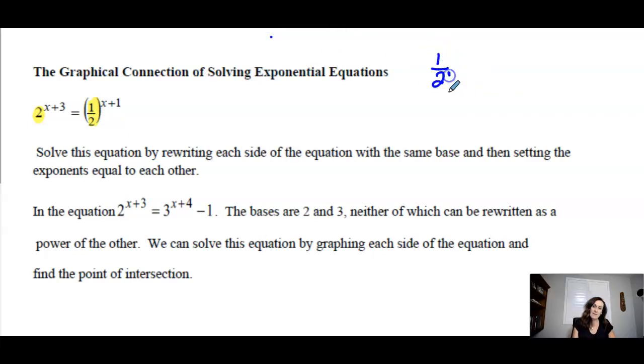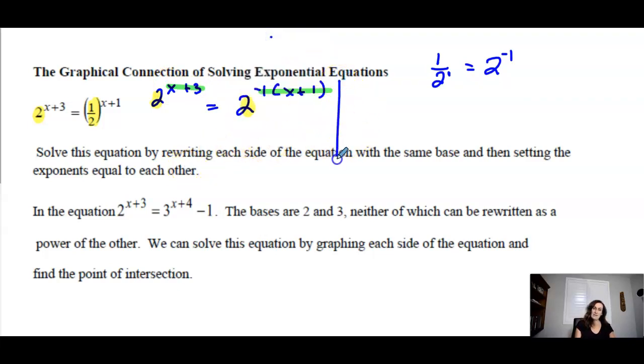So this is 1/2, 1 over 2 to the 1st power. So you can take this 2 and bring it up here as long as you write it to the -1 power. So now I have 2 to the x plus 3 is equal to 2 to the -1, and then you still have the x plus 1. So now you can see that I succeeded in getting my bases the same. So now I can worry about the exponents also being equal. I can set those equal and figure out what x is.